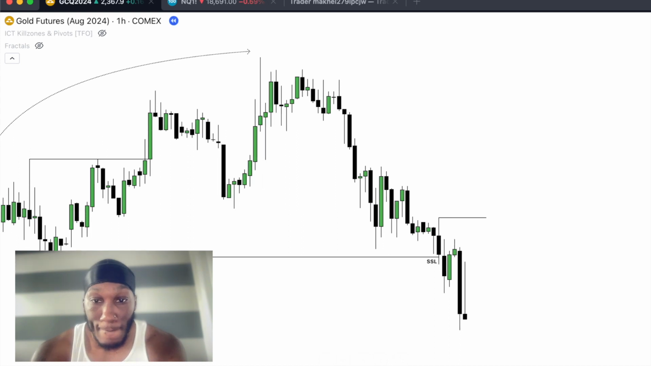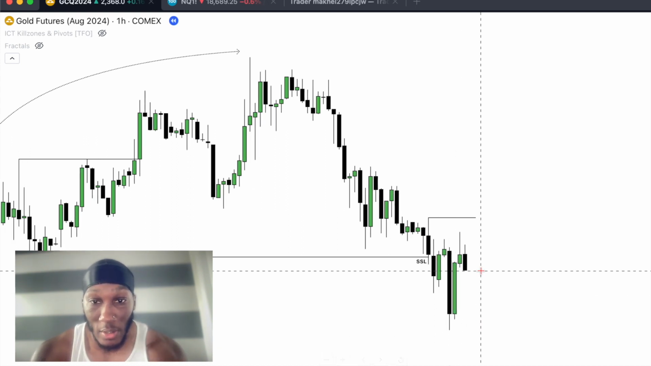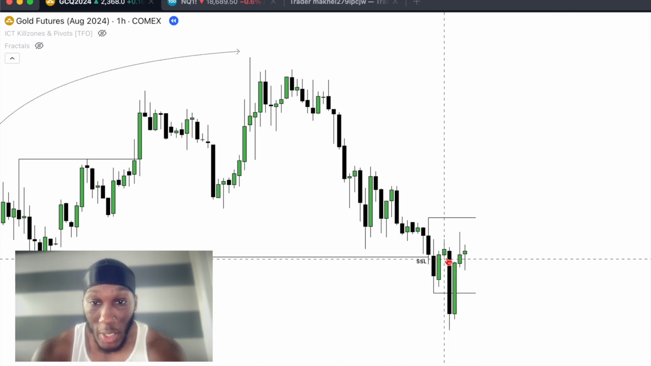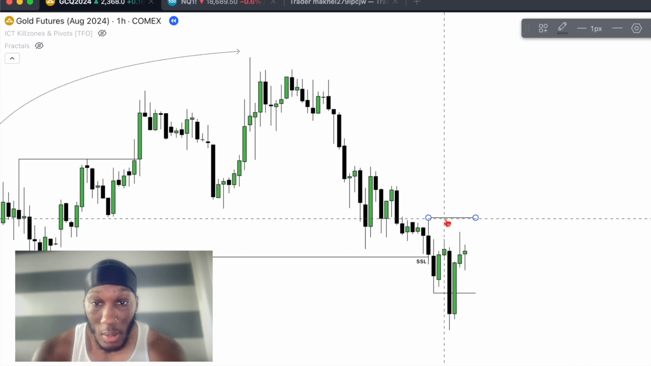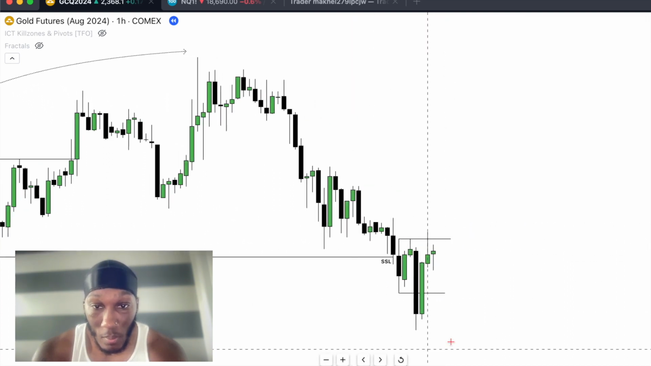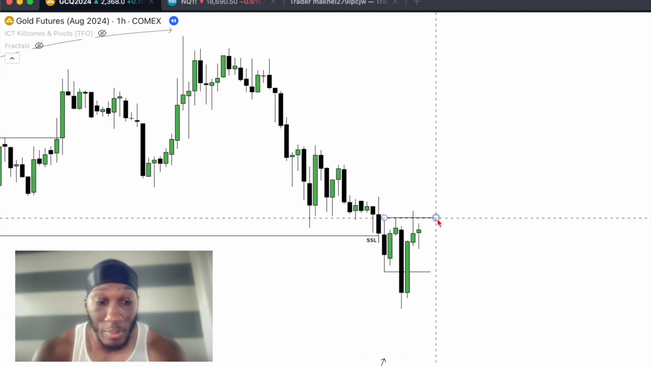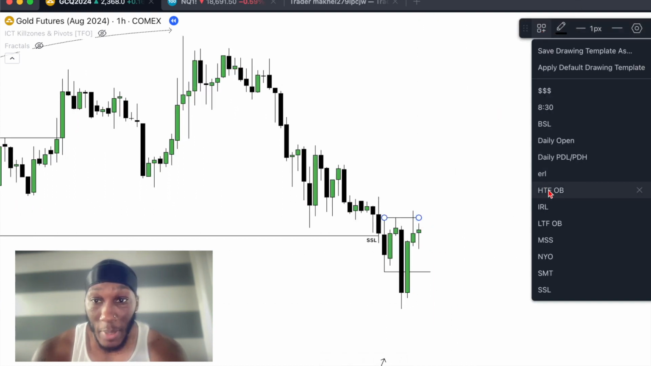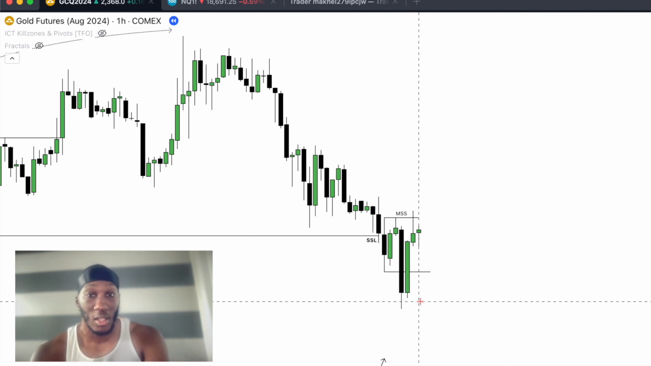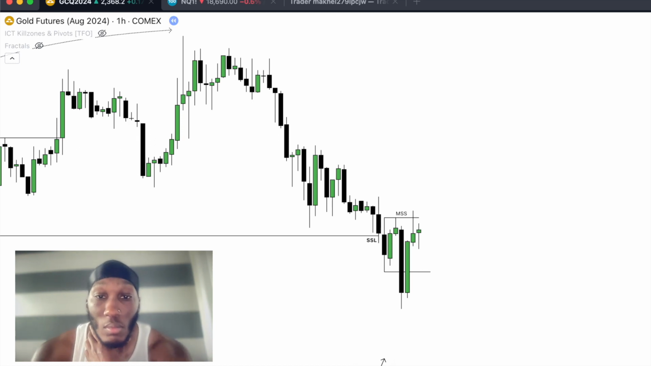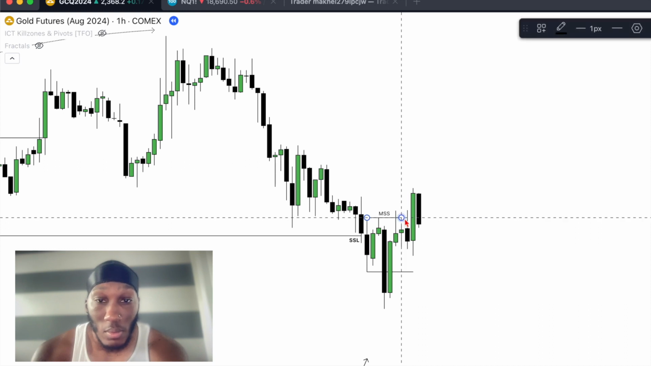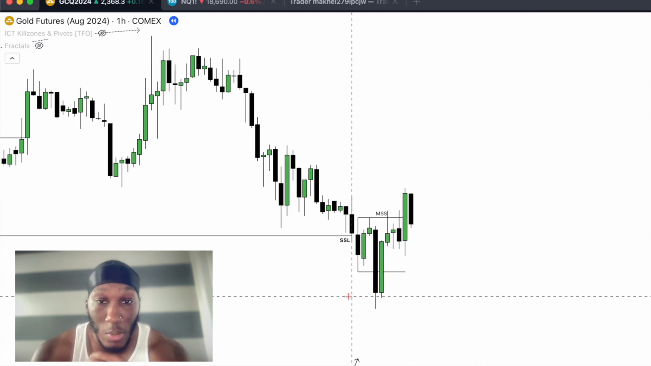So now price swept this low. So now I'm looking for price to break this high. I'm looking for price to close above this high at some point. This is going to confirm the market maker buy model. This is 2 a.m. So this is around London session. So you see here, there's a market structure shift here.